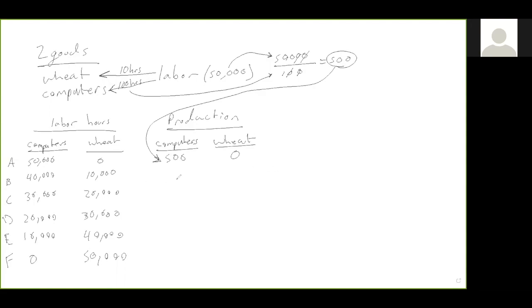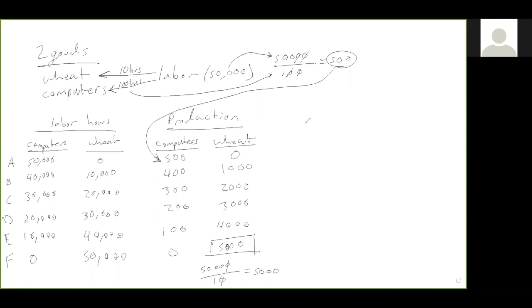And so we can do this for every cell in this table. So for computers, we get 400, 300, 200, 100, and 0. And then for wheat, this cell here should be 50,000 divided by 10 hours per ton of wheat. So 5,000. And then going back up, we get 4,000, 3,000, 2,000, 1,000. And so now we have corresponding production levels for each of the labor allocations we considered.